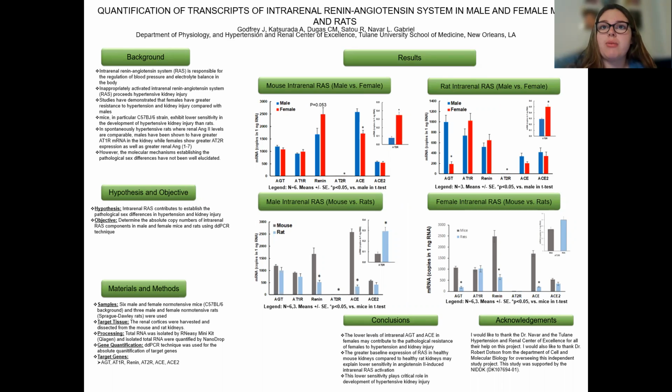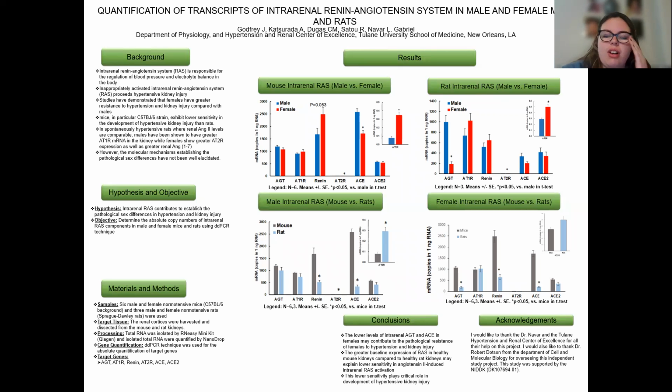The goal of this project was to determine absolute copy numbers of intrarenal RAS components in male and female mice and rats using digital droplet PCR, or ddPCR. So we began the experiment by first harvesting the renal cortices of 6 hypernormotensive male and female mice and 3 male and female normotensive rats. The RNA was quantified with nanodrop. For absolute quantification of genes, ddPCR technique was used.